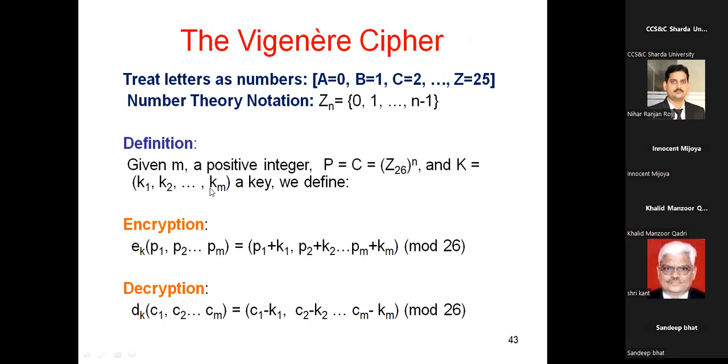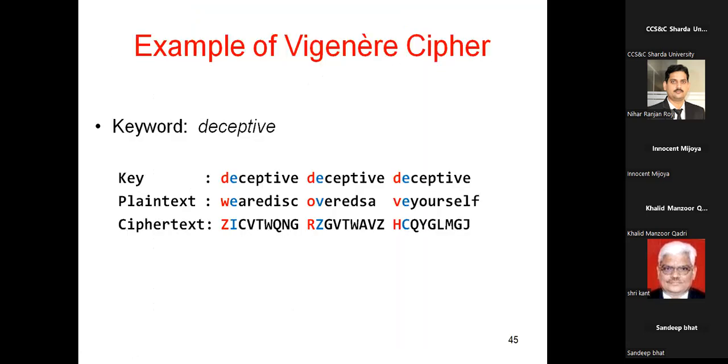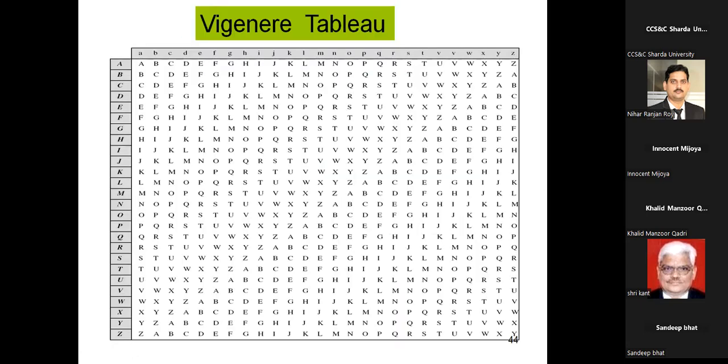Definition: given a positive number m, P equals C equals Z26 to the m, and K equals K1, K2, K3, up to Km a key, we define this method. Encryption and decryption: P1 plus K1, P2 plus K2, mod 26, and decryption C1 minus K1, C2 minus K2, mod 26. And for this, it has computed this table.